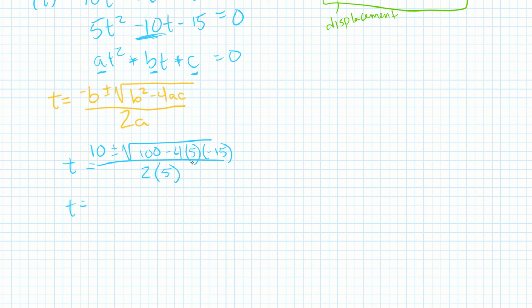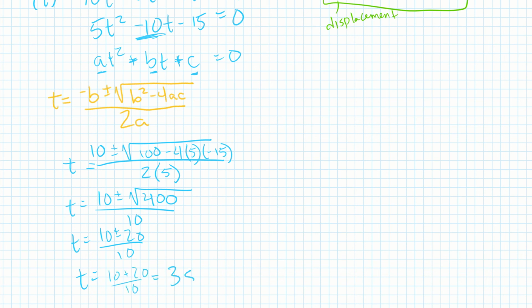Okay, so we say t equals 10 plus or minus the square root of 400, all over 10. So we get t equals 10 plus or minus 20 over 10. So we get two values for t, which is kind of strange, right? But we'll talk about what it means. So we have two values for t. T can equal 10 plus 20 divided by 10, which equals 3 seconds, or 10 minus 20 divided by 10, which equals negative 1 second.